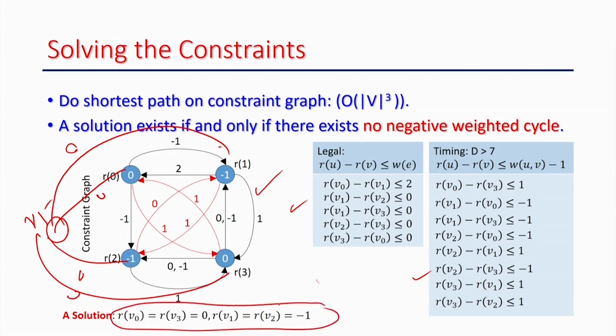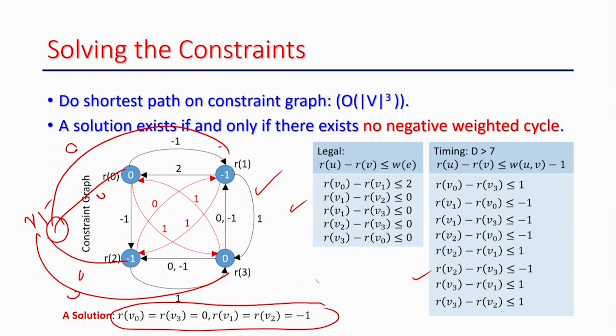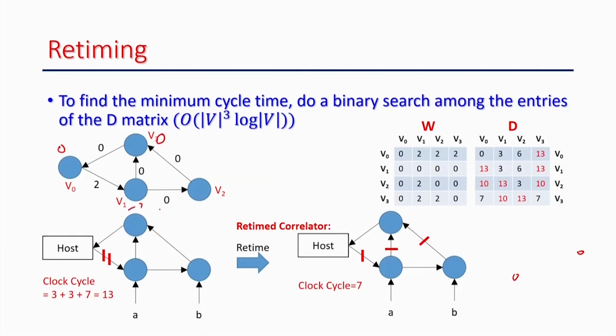So, I got the values: RV0 is 0, RV3 is 0, this is also 0, RV1 is minus 1 and RV2 is minus 1. This is the value we got, and with this value we can actually recalculate the position of the registers. So, this is my initial position and this is minus 1.